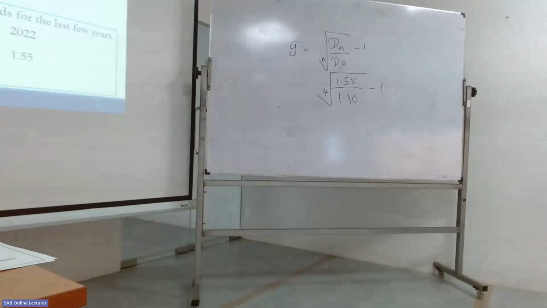Now here, 1.5 divided by 1.1, say you get some answer, say 6. So then you want the square root of 4. So 4 shift x square, and then you put the answer 6. That is the answer.